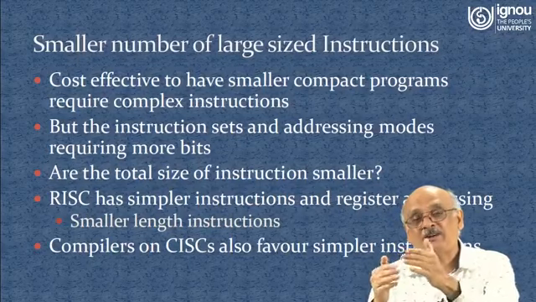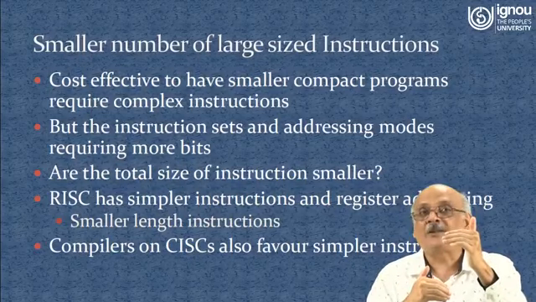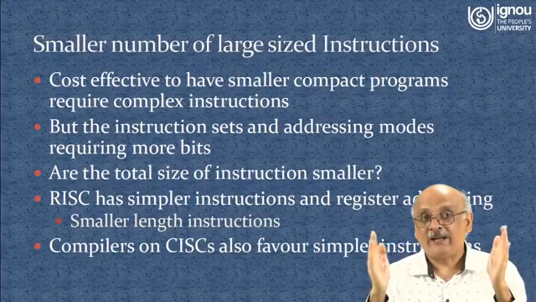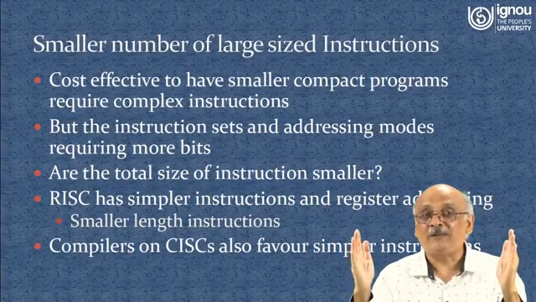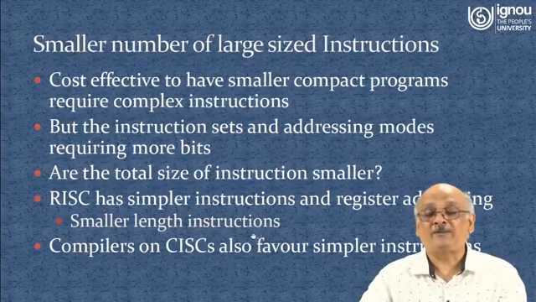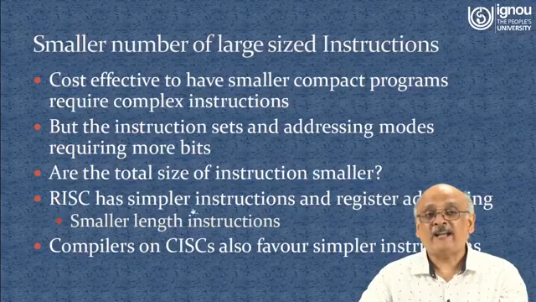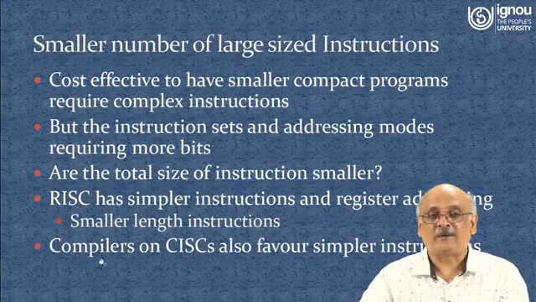That was debated, because reduced instructions are smaller in size, although the program size is larger. So larger program size, but lesser number of bits. Here we have smaller program but larger size of instruction. So that was the dichotomy, and that was the basic trade-off to be considered when we are dealing with RISC versus complex instruction set computer. RISC had simpler instructions and register addressing. So it has smaller length instructions. This was the key criteria as far as reduced instruction set computer is concerned.